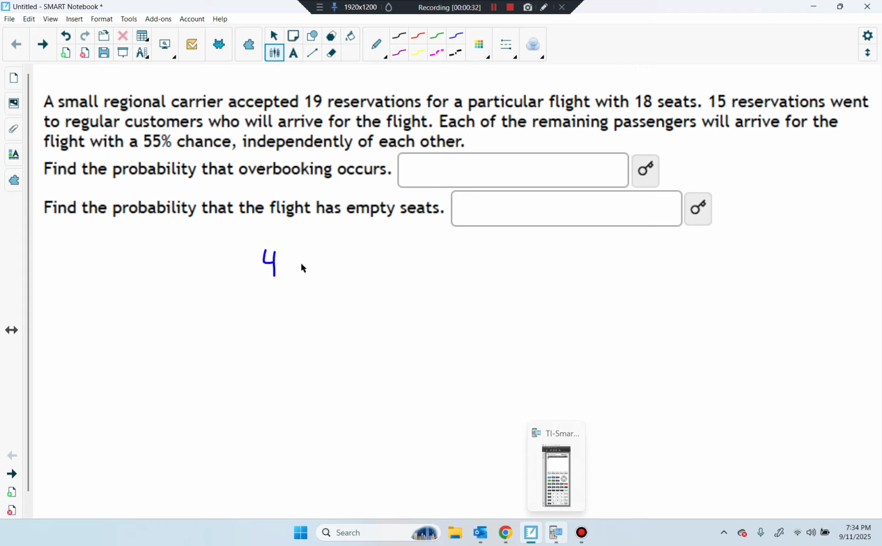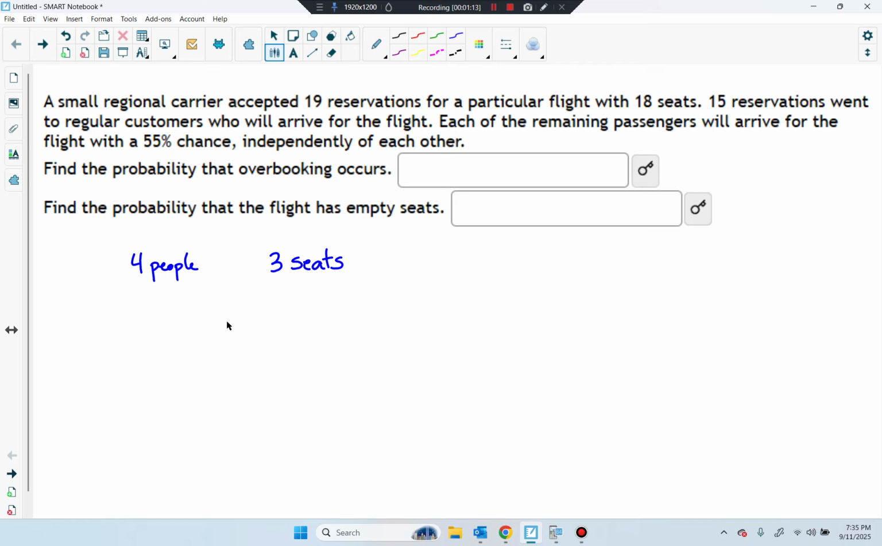Of the remaining, there's 3 seats left over. An overbooking occurs if all 4 of the remaining people show up. So we have 4 people, 3 seats. Overbooking occurs if all 4 people show up. So you can think of this as a binomial distribution, 4 independent trials, each trial having a 55% success rate. So I wonder the chances that all 4 things occur.